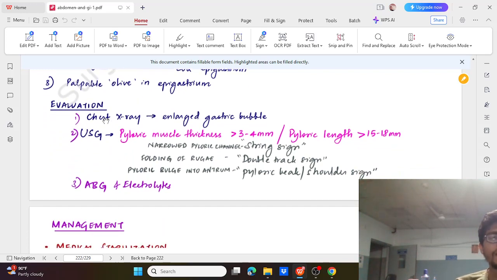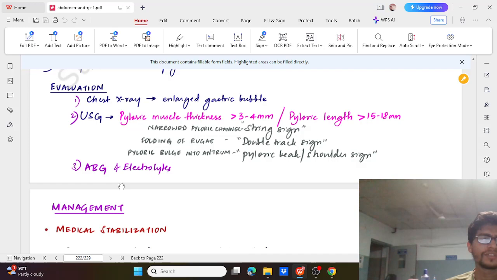Evaluation: in the chest X-ray we can see an enlarged gastric bubble. USG is very clearly diagnostic: the pyloric muscle thickness will be more than 3 to 4 mm, and the pyloric length will be more than 15 to 18 mm. A narrowed pyloric channel will be seen as the string sign, and folding of the rugae as the double track sign. Then the pyloric bulge in the antrum will be seen as the pyloric beak or shoulder sign.